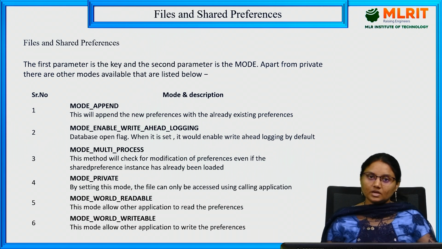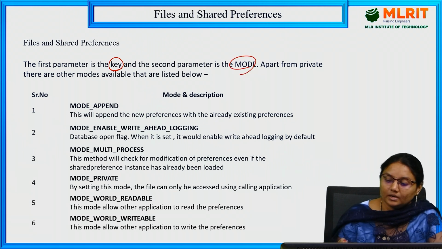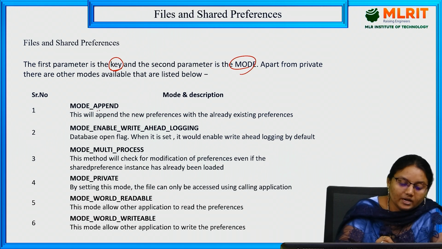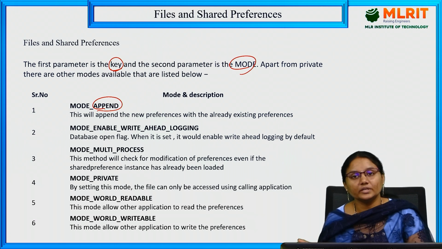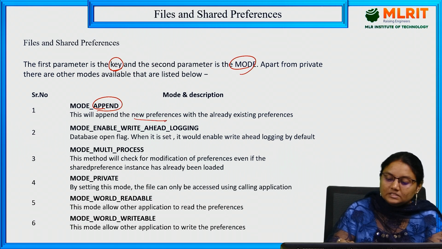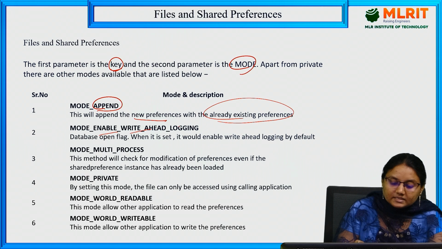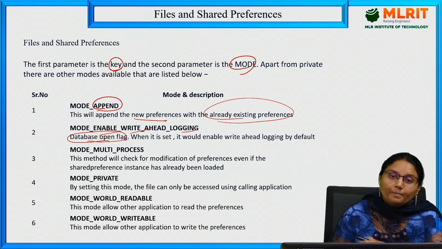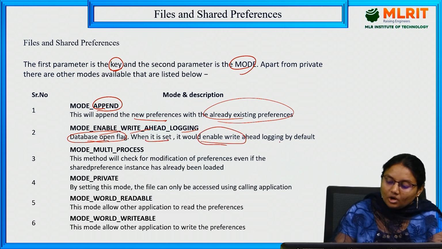Apart from private, we also have different modes. The first parameter will be the key and the second parameter is a mode. There is MODE_APPEND. Append means that whenever there are some existing preferences and you want to add a few more preferences to the existing ones, this will append the new preferences to the already existing shared preferences. And ENABLE_WRITE_AHEAD_LOGGING, which is a database open flag. When it is set, it would enable write ahead logging by default.